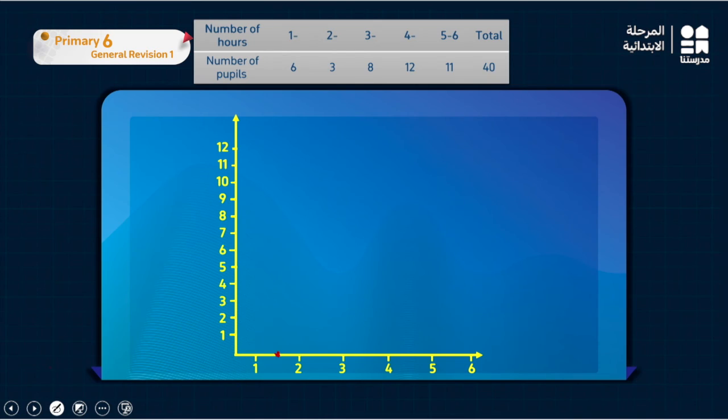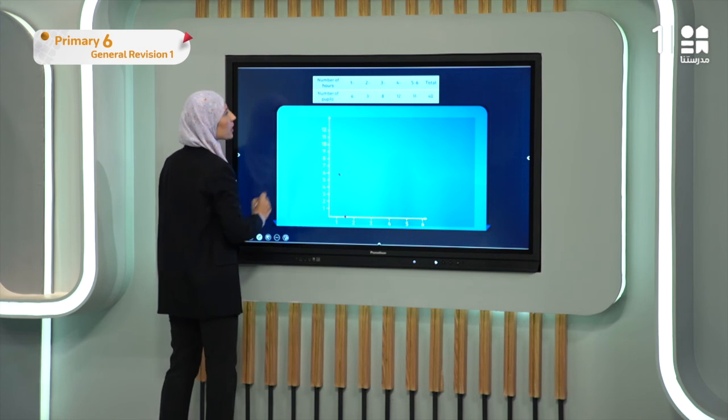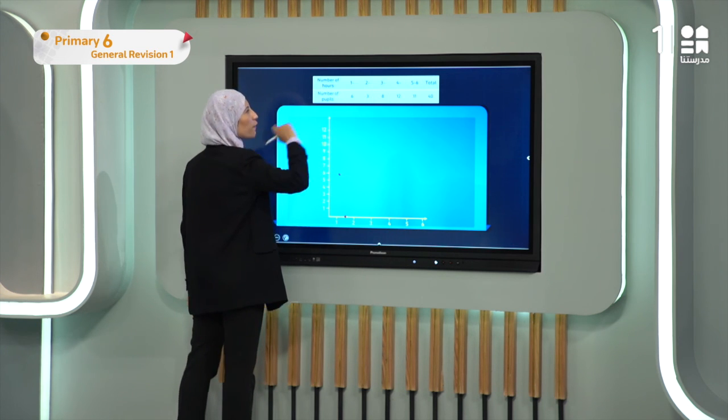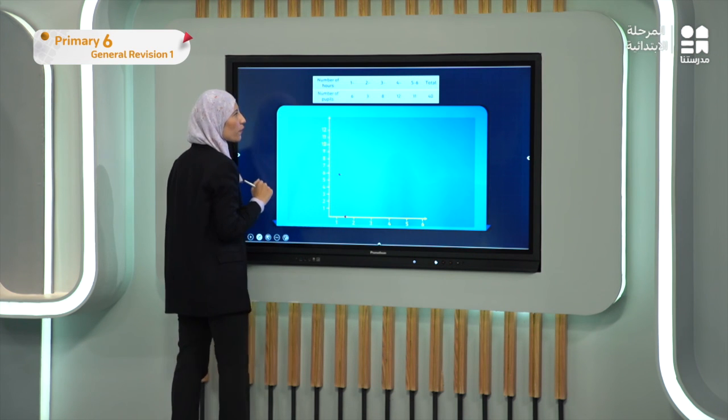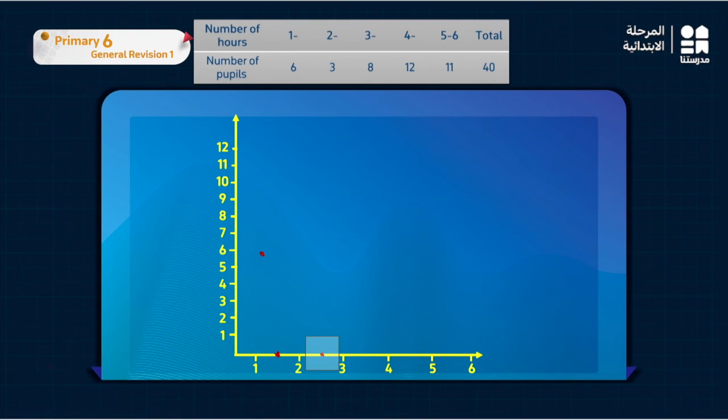So from exactly the middle I will go up to 6. I will put a point at 6. Then here 2 plus 3 equals 5. 5 divided by 2 equals 2.5. From the middle at 2.5, I will go up to 3. Next, 3 plus 4 equals 7. 7 divided by 2 equals 3.5. So from my middle at 3.5, I will go up to 8, from the middle here. I will draw another point.